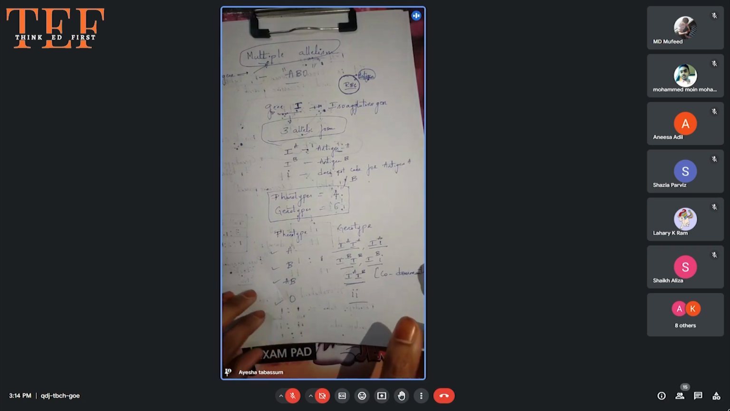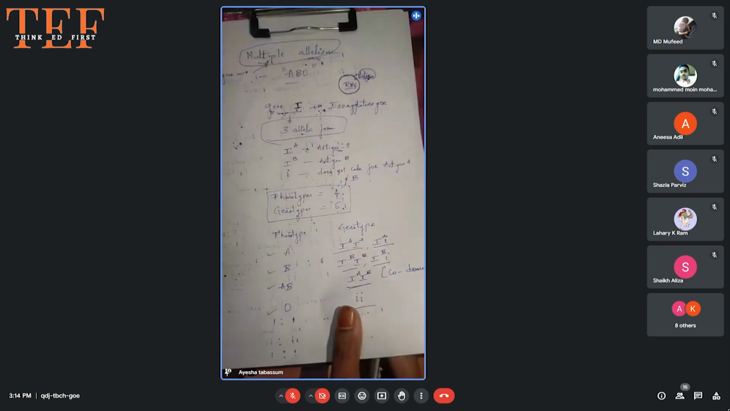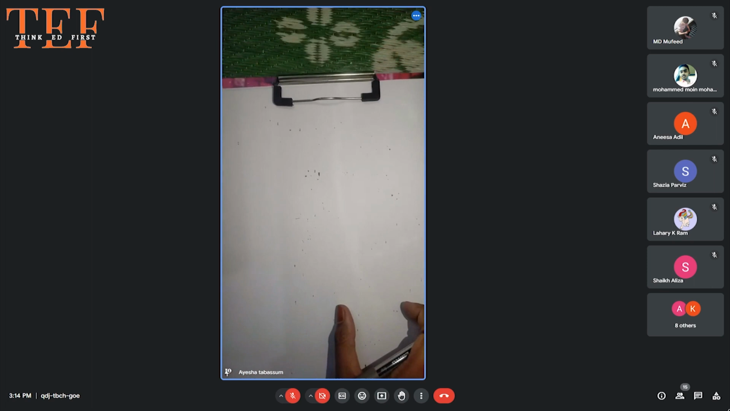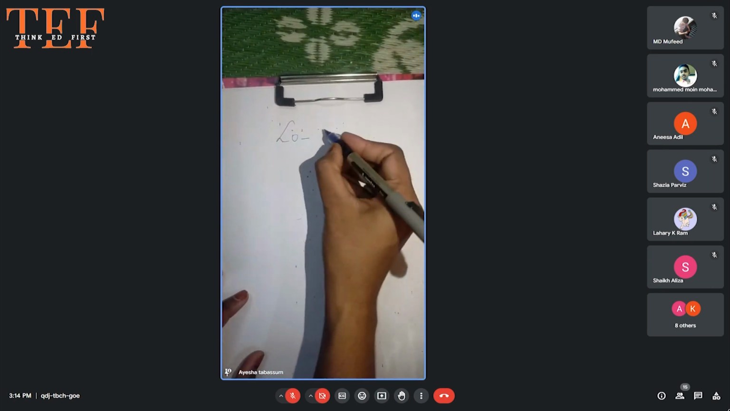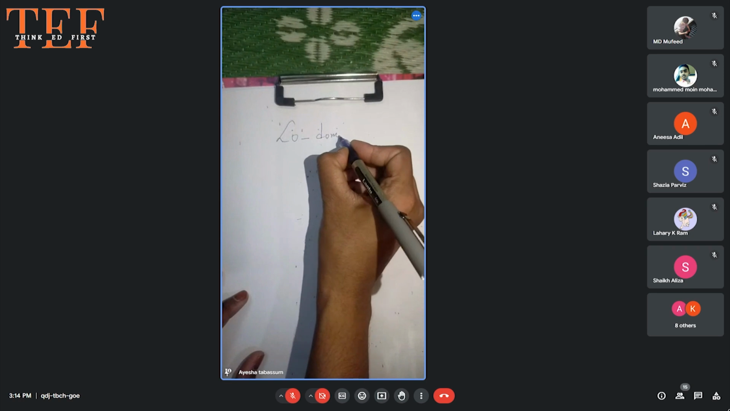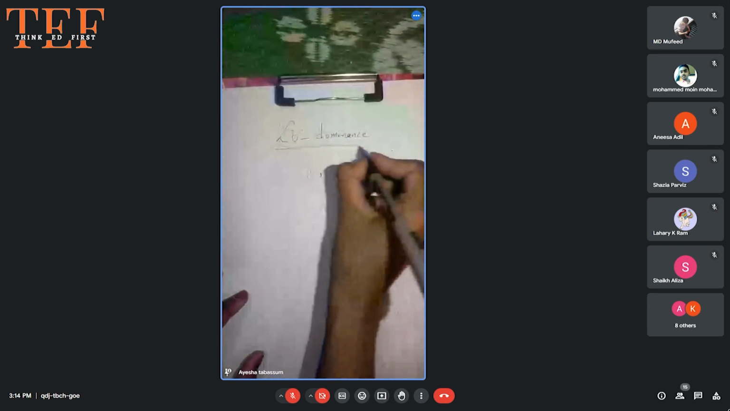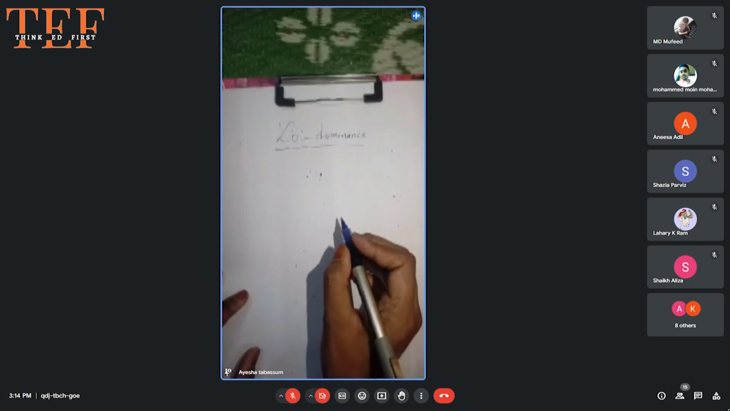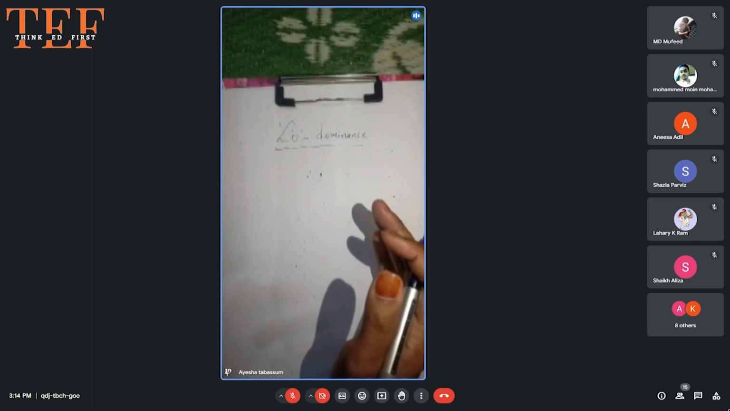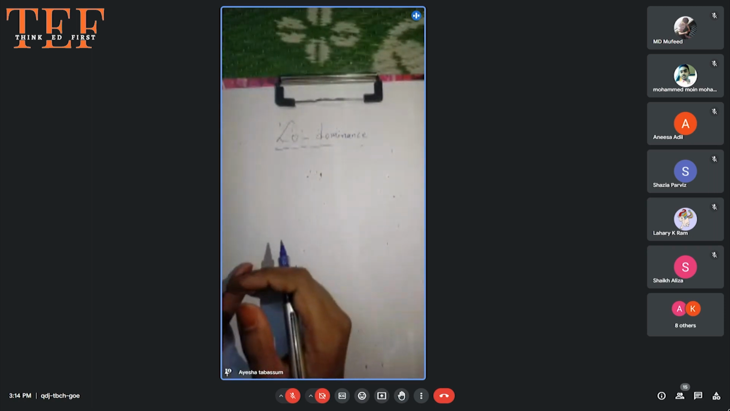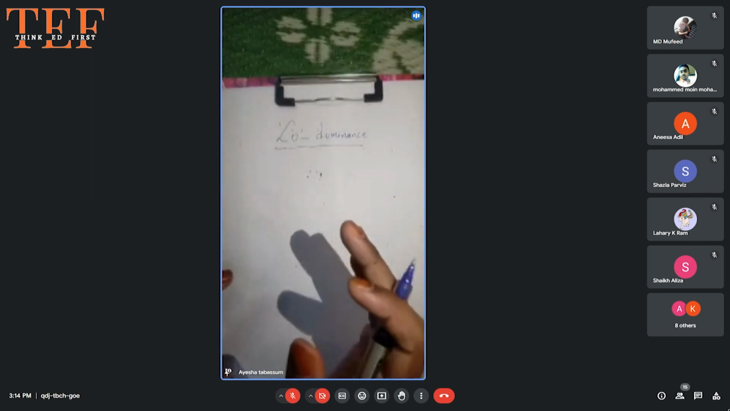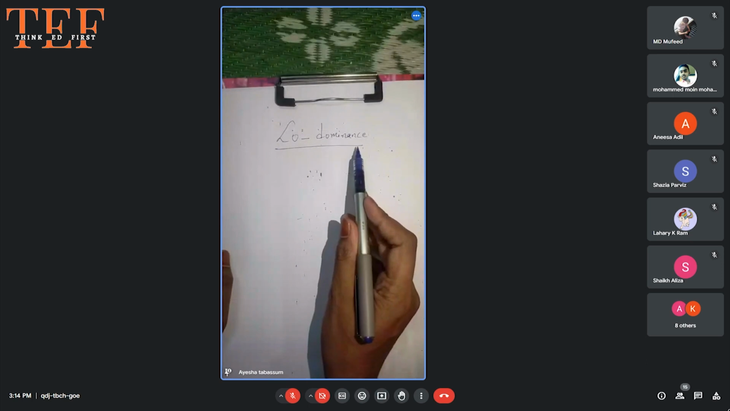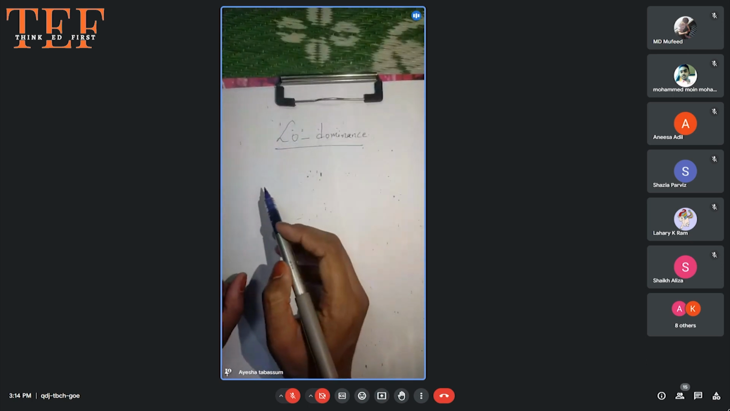Then there is one more concept which you call codominance. What is this codominance? In case of dominance, one gene is dominant and another is recessive. In incomplete dominance, the dominant gene fails to mask the recessive gene. Whereas in case of codominance, both the genes are dominant.